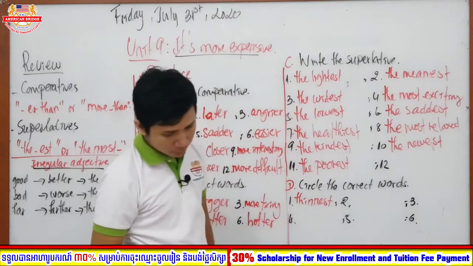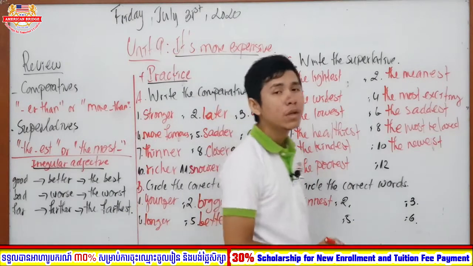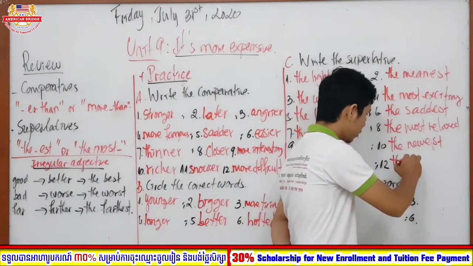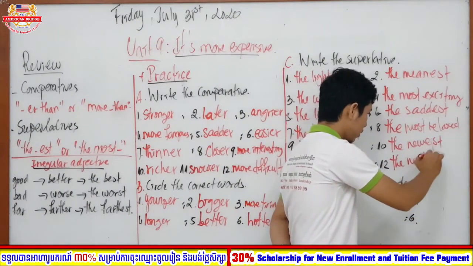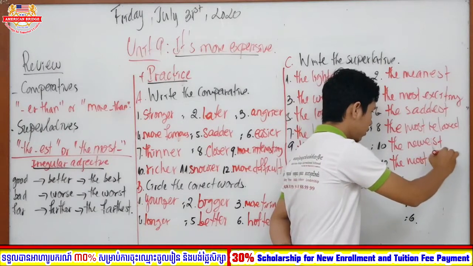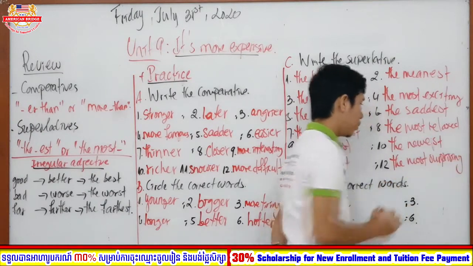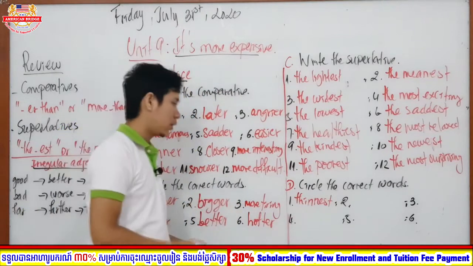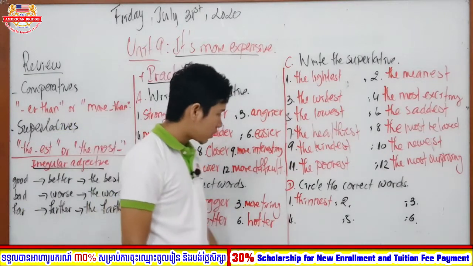After that, number 12, what is it, everyone? Surprising. Very good, the most surprising. So here are the superlative forms of section C. Let's move to the last section, section D.